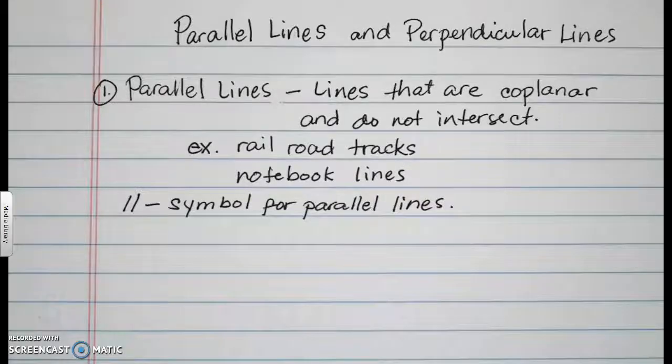So today we will learn about parallel lines and perpendicular lines. Parallel lines are lines that are coplanar and do not intersect. An example is railroad tracks. Another example are the lines of your notebook. The symbol for parallel lines is this right here.